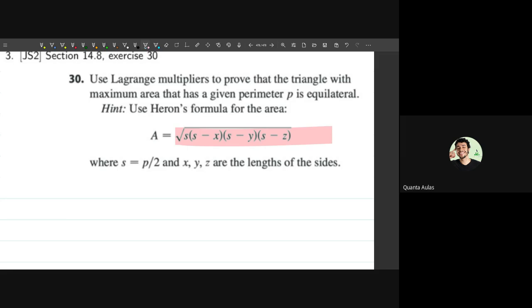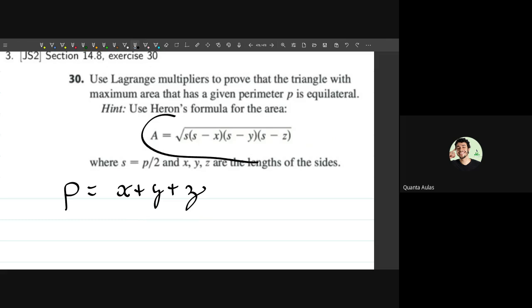And we know we have a formula for the area, which involves the semi-perimeter. This S here is the semi-perimeter, half of the perimeter. If we have a triangle whose sides are x, y, and z, we know P equals x plus y plus z, right? So this is our restriction, because these are the sides of our triangle. We need to use this in the problem.